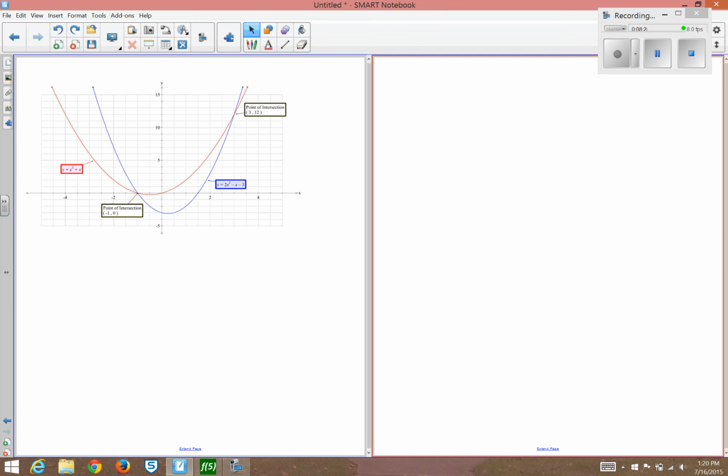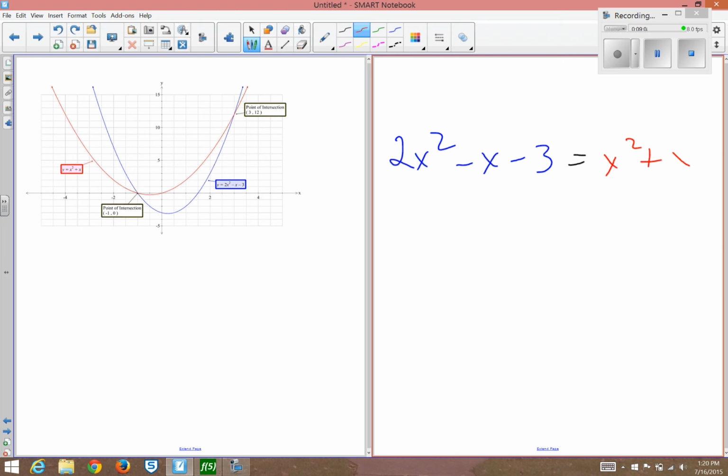So we have these two parabolas. You do have to find the intersection points, and we find those algebraically by setting the first trinomial, which I believe is drawn in blue here, x squared minus x minus 3, equal to the red one, the second one, which is x squared plus x. We set these equal, that's how we find the intersection points.